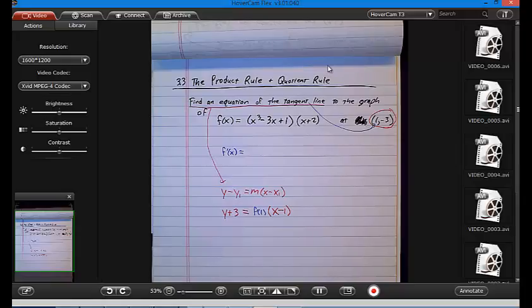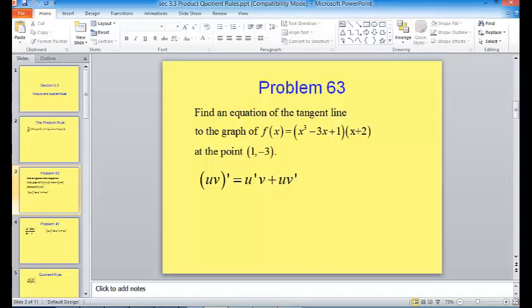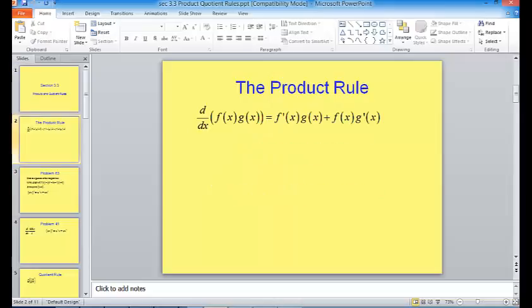But that takes time. It turns out that the fast way to do this problem, okay, is with what's called the product rule. So if I go back to the product rule, I wrote it here, okay, the derivative of two functions, f times g, will be the following.